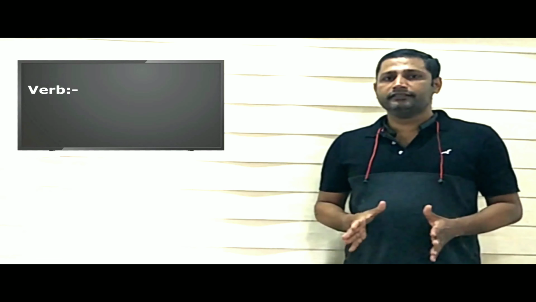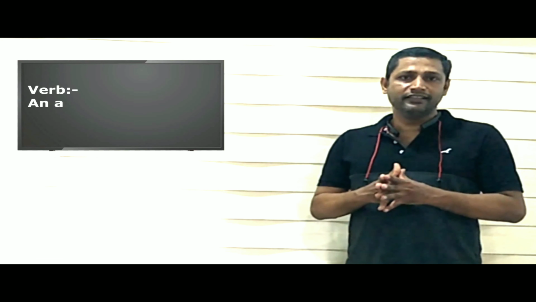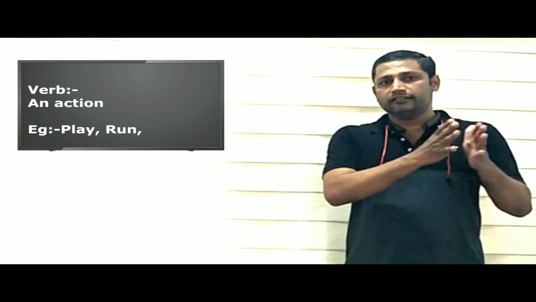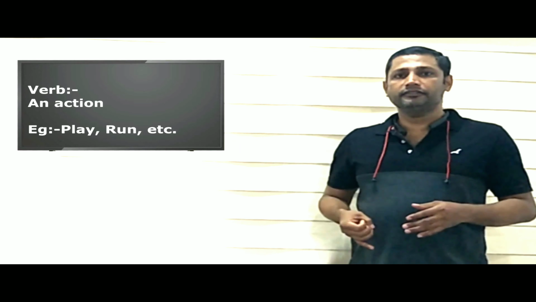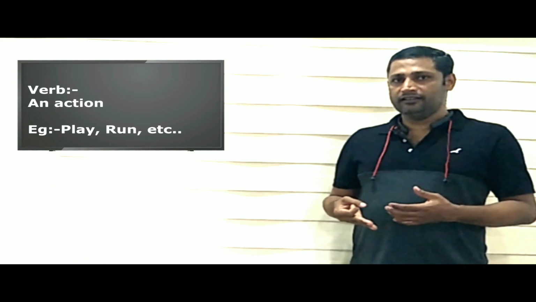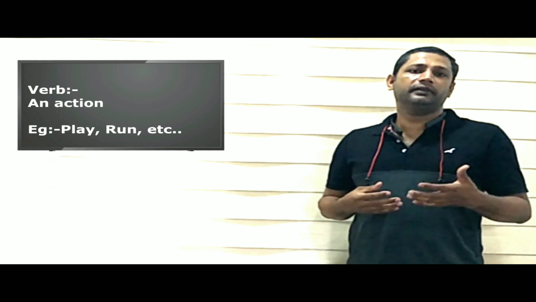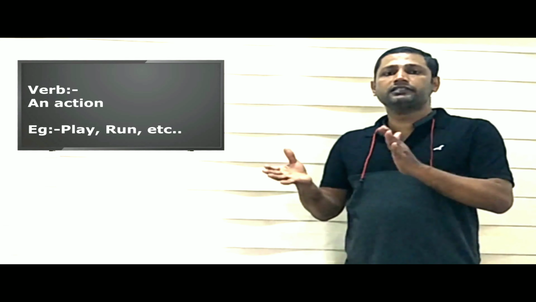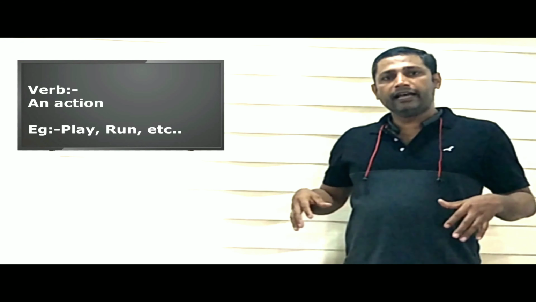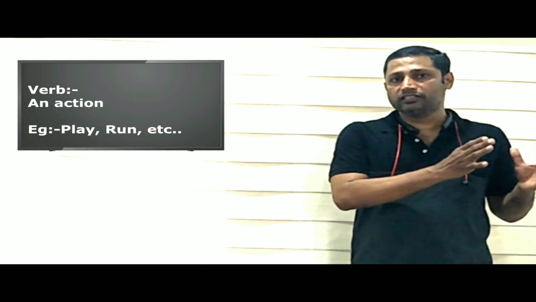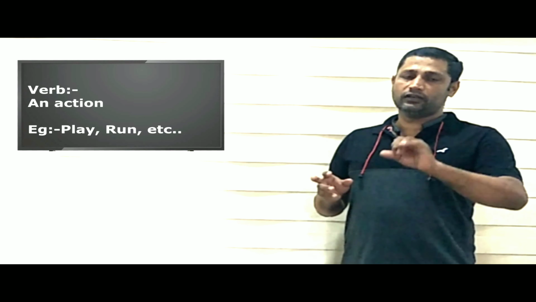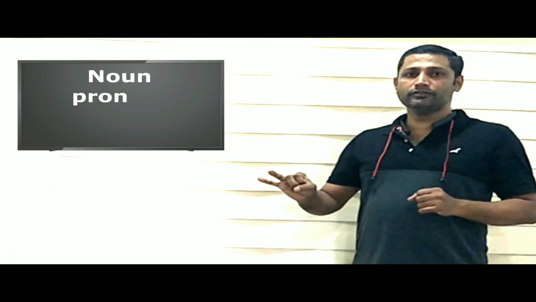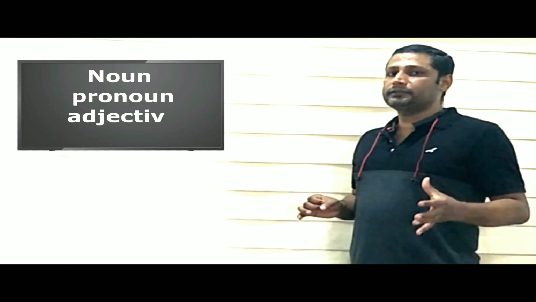Next we discuss verbs. Verb means an action, an action of the subject in a sentence. It has 3 forms: V1, V2 and V3. Here we must know the word formation to form the past form of the verb and the past participle form of the verb. For that we have to study the word formation, which we will study later. Now we have understood noun, pronoun, adjective and verb.